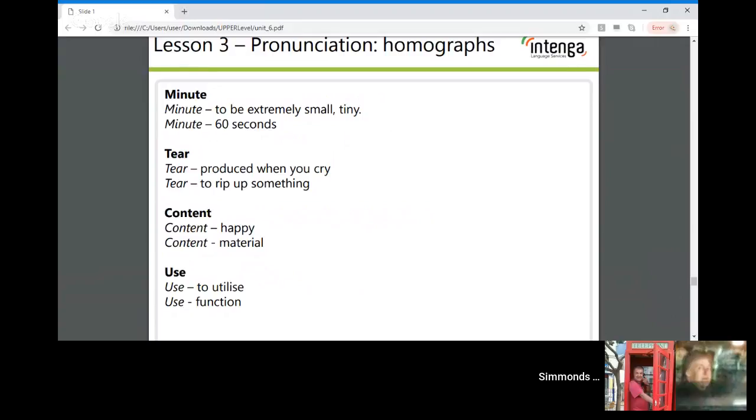So good. What about this next word? In one situation, it's a noun, and in the other, it's a verb. Bob? Tear. The first one is produced when you cry. It's that drop of water that comes out of your eye. That's a tear. Do you know the other one is pronounced differently?